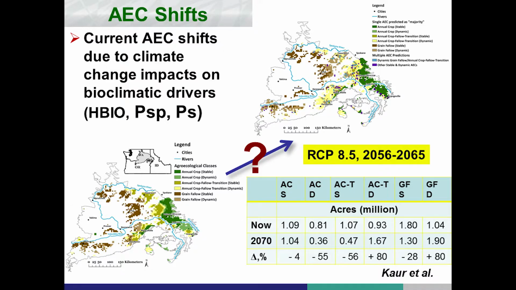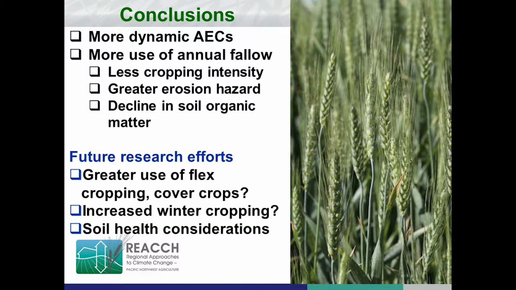And so the interpretation of this then is more dynamic agroecological classes in terms of how we've classified them, more use of annual fallow, which is disturbing from my perspective and probably others as well, which means less cropping intensity, greater erosion hazard, and also a decline in soil organic matter.